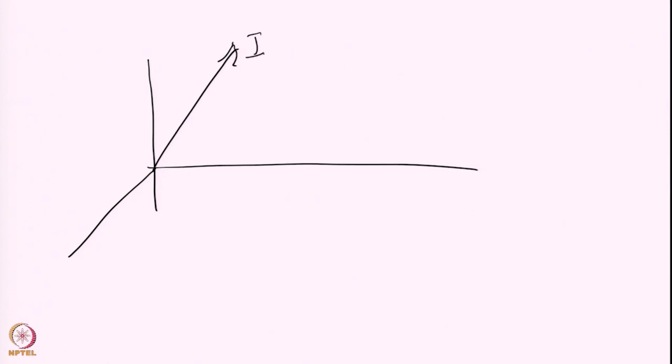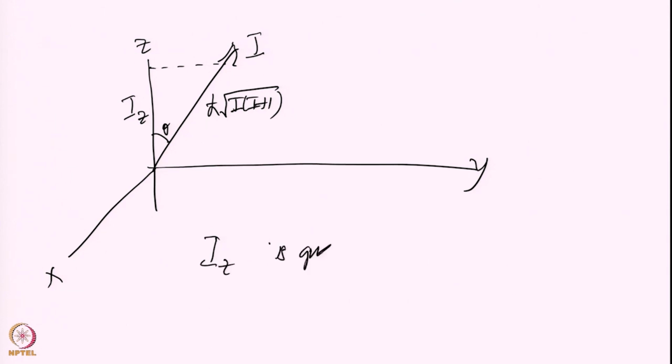So if I were to draw the angular momentum vector like that, suppose this is my angular momentum vector, it has a magnitude which is h cross under root I into I plus 1, and it makes an angle, let us call it theta. If these are the x, y, z axes, then we have a component here, this is the Iz component, this is quantized. So Iz is quantized, or Iz is discrete.